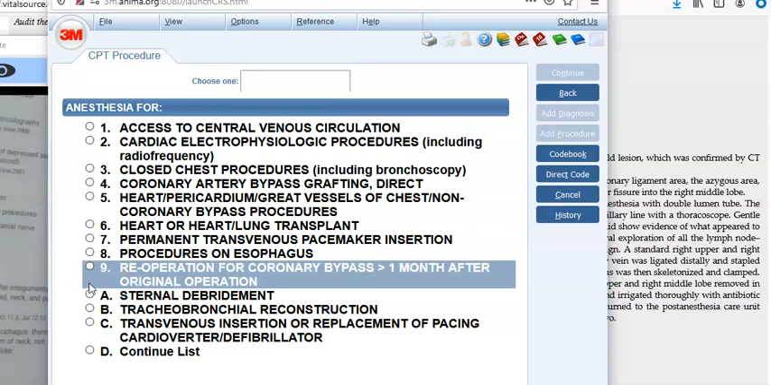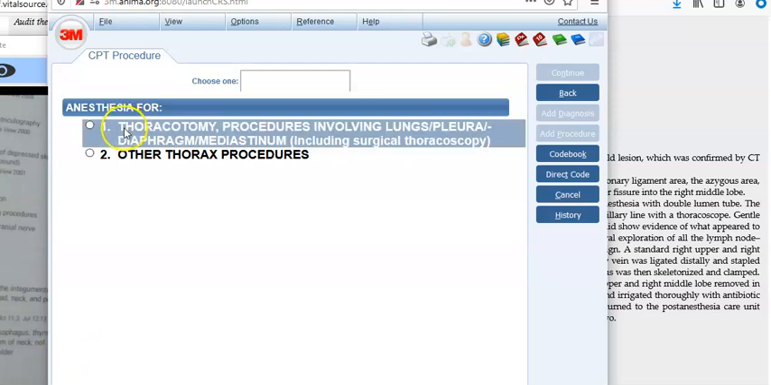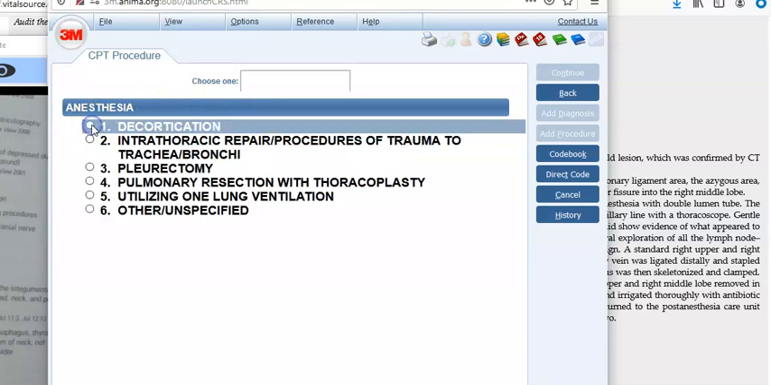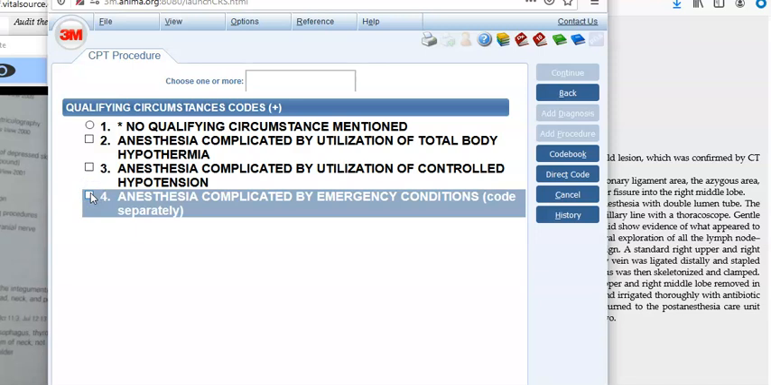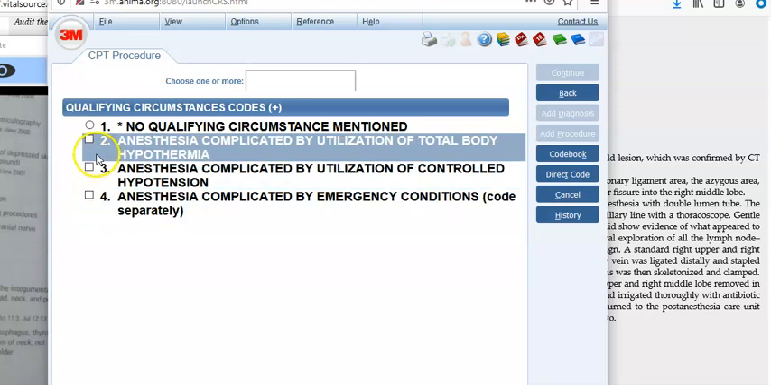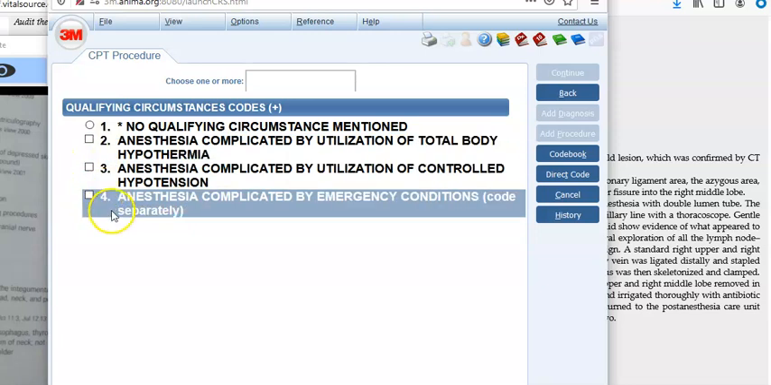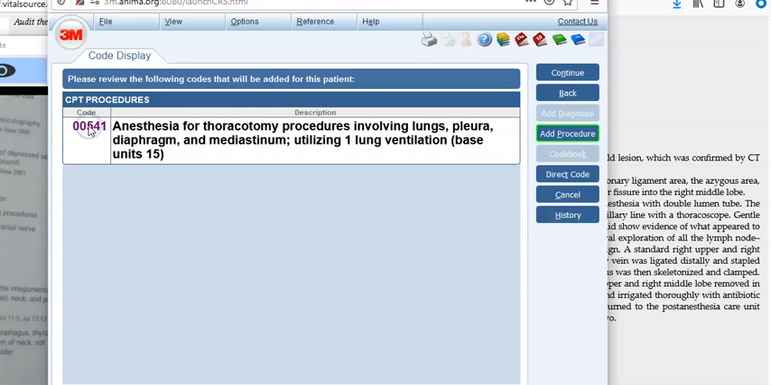And then we have thoracotomy procedures for the lung, right? So we need to find that. So we're going to hit D right there, number 1. Thoracotomy procedure involving lungs, pleura, diaphragm, and mediastinum. So we're going to hit 1. And then ours was utilizing 1 lung ventilation. We're going to hit 5. Now it's asking us if we have qualifying circumstances, which we did not use hypothermia, hypotension, any kind of emergency. So we're going to hit no, number 1. No more anesthesia procedures, number 1, and there's our code. Now we're going to hit continue.